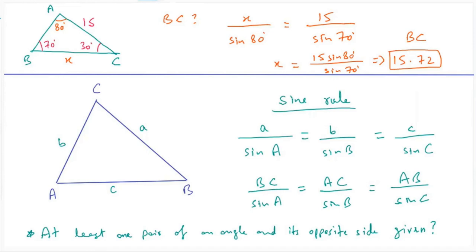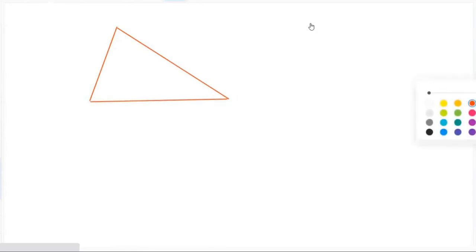Okay, now let's try another example. So what happens in this case? Let's make up another triangle here, and let's have some lengths in that. So we've got something like this. What we are given, what we know, is that this angle here is, let's say, 65 degrees.